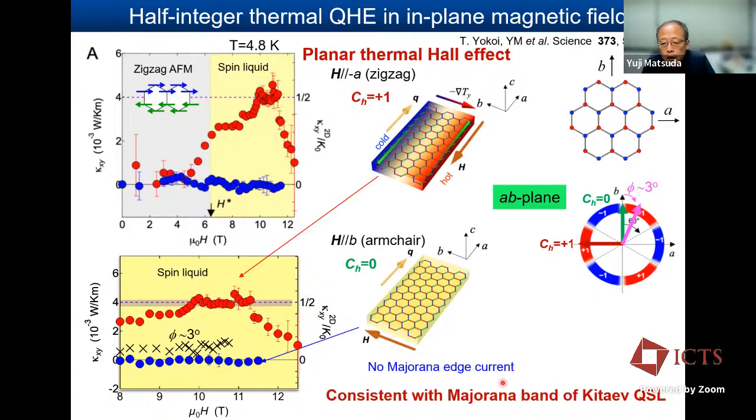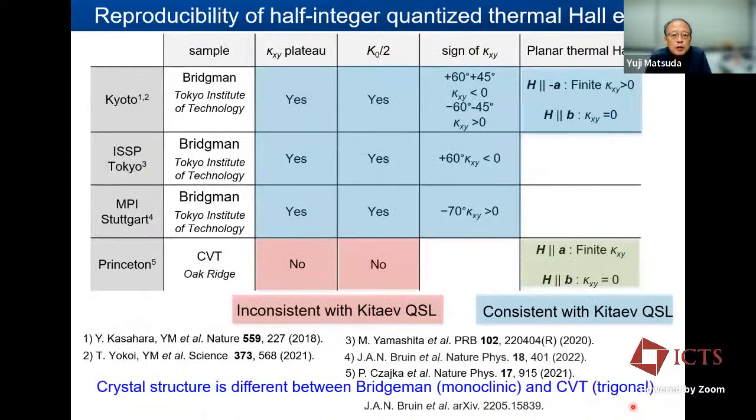So anyway, the thermal Hall effect is consistent with the Majorana fermion, Kitaev quantum spin liquid. Together, let me discuss the reproducibility of the half-integer quantum thermal Hall effect. Until now, four groups have measured the thermal Hall effect in the Kitaev quantum spin liquid state. Three groups measured the thermal Hall effect on samples grown by Bridgman. They observe the plateau and half-integer thermal Hall effect, and the sign is consistent with the Kitaev model. And as I showed, for the planar thermal Hall effect, the sign and amplitude are consistent.